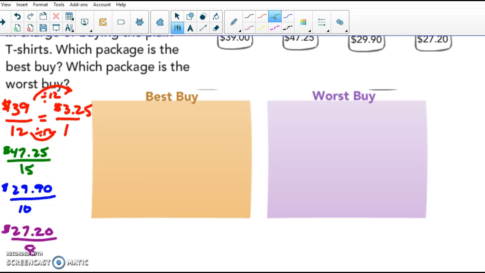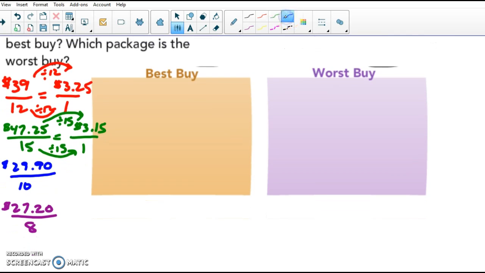Let's check out our next. Again, I'm trying to make a unit rate, so I'm saying, okay, how do I turn a 15 into 1? I divide by 15. Whatever I do on the bottom, I have to do on the top. $47.25 divided by 15 is $3.15. So we have a little bit better buy. Let's check out our third rate.